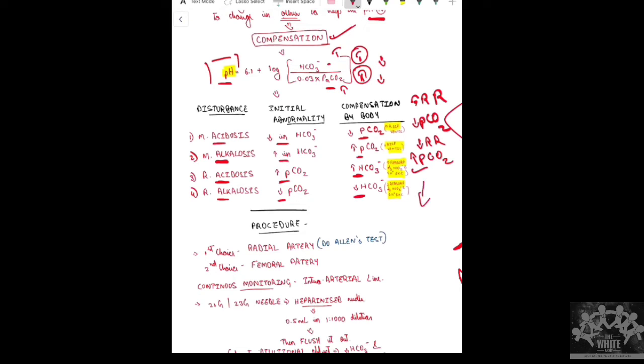That's all. The simple concept is there will be a disturbance in the body which will dysregulate this equation, because of the abnormality caused. Then the body compensates to bring the pH back to normal using one of the mechanisms. So that was the whole concept behind this.